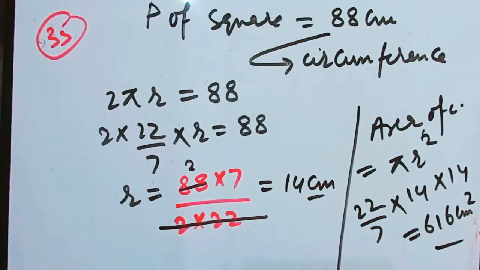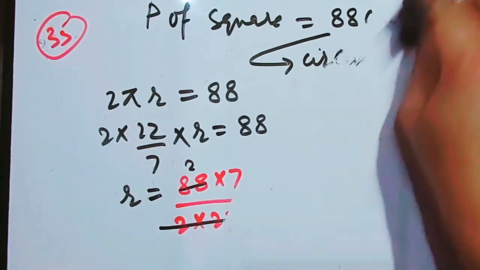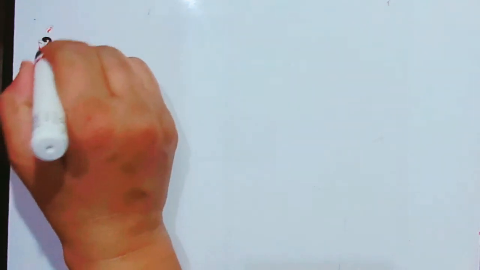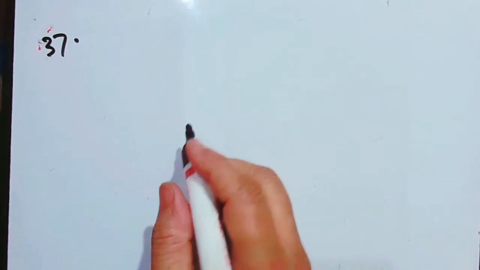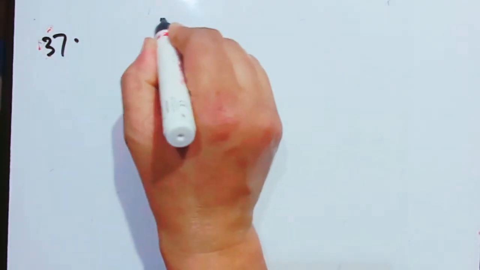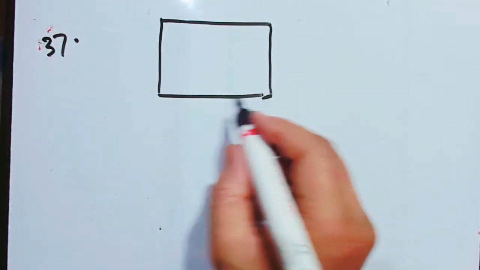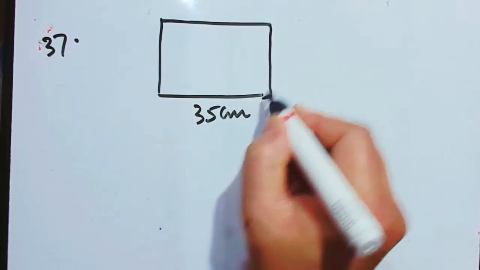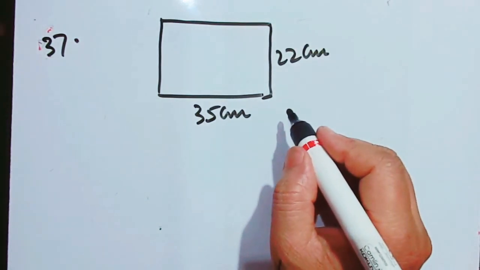Okay, so I hope that if you solve these simple sums, naturally your level will increase. Now let us come to number 37, because 36 is of the same type. The length and breadth of a rectangular paper, this is a rectangular paper, are 35 centimeter and 22 centimeter. Find the area of the largest circle which can be cut out.